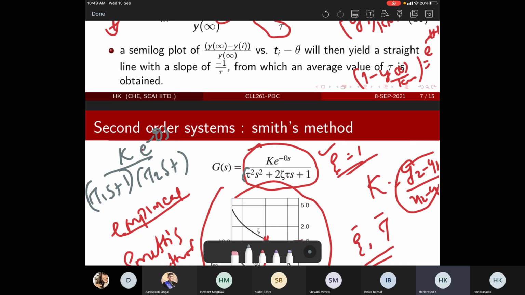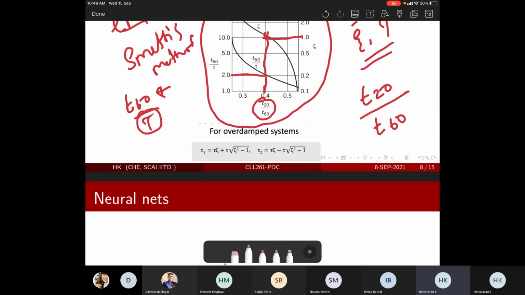So getting just tau and theta is not really sufficient. You also need to identify the individual tau 1 and tau 2. So for an overdamped system, this expression is good enough to figure out independent tau 1 and tau 2, which is a function of tau and theta.